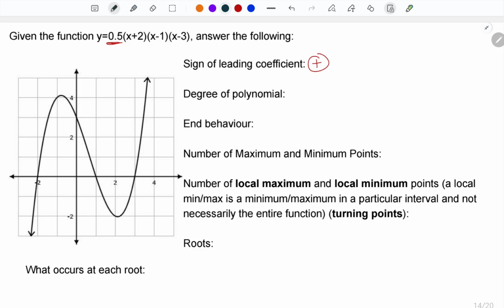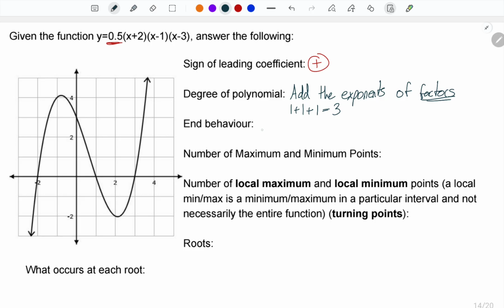The degree of the polynomial. So this is where we have to be careful with factored form. We just need to add, and this is why we have to be careful, because if it's in standard form, what we had in all those previous examples, it was just the highest exponent. In factored form, you need to add the exponents of your factors. And by factors, I mean the brackets. So we just have 1 plus 1 plus 1. Equals 3.